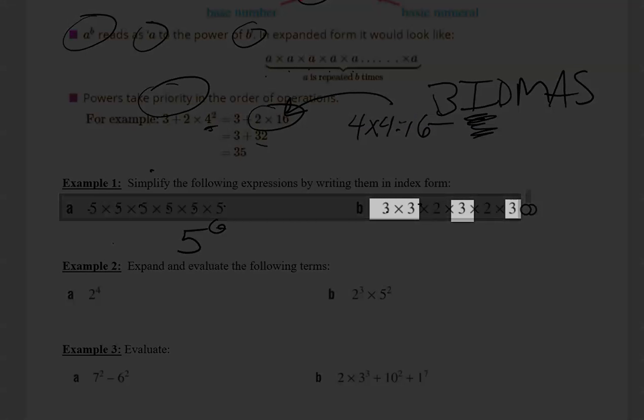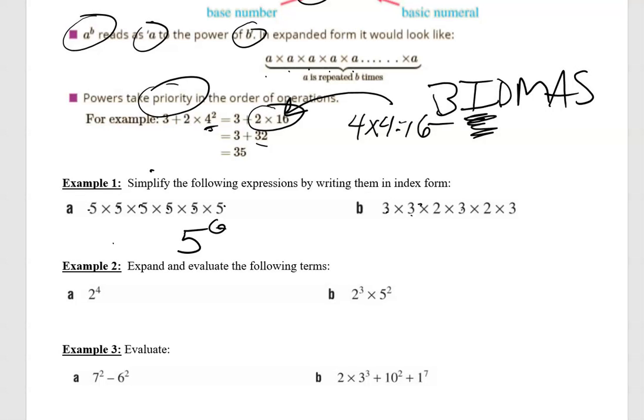And this one, we've got a bit of a mix-up here. So we have 3 times 3, and another 3 and another 3. So we put those 3s together, 3 to the power of 4, because there are 4 of them. And then we multiply that by 2. How many 2s do we have? 2 to the power of 2. That's how we simplify that expression.